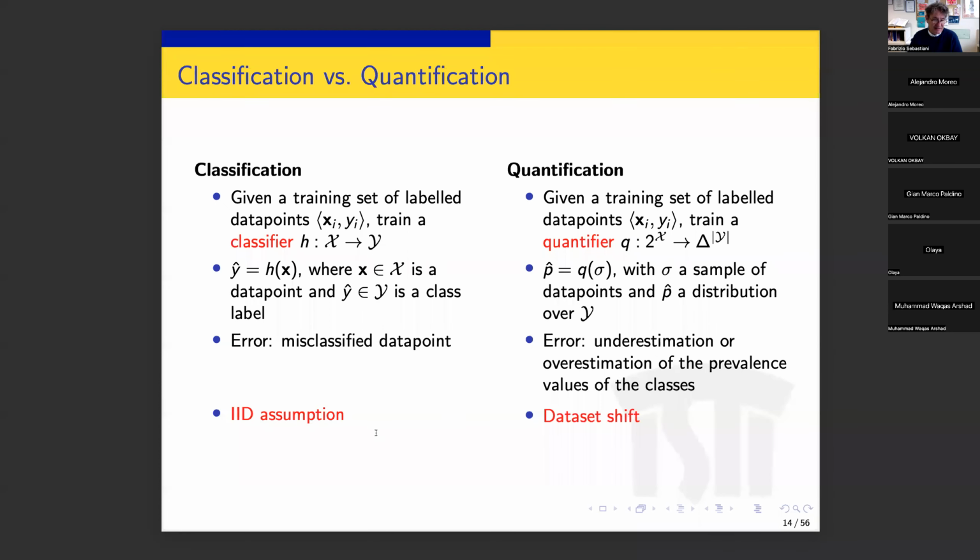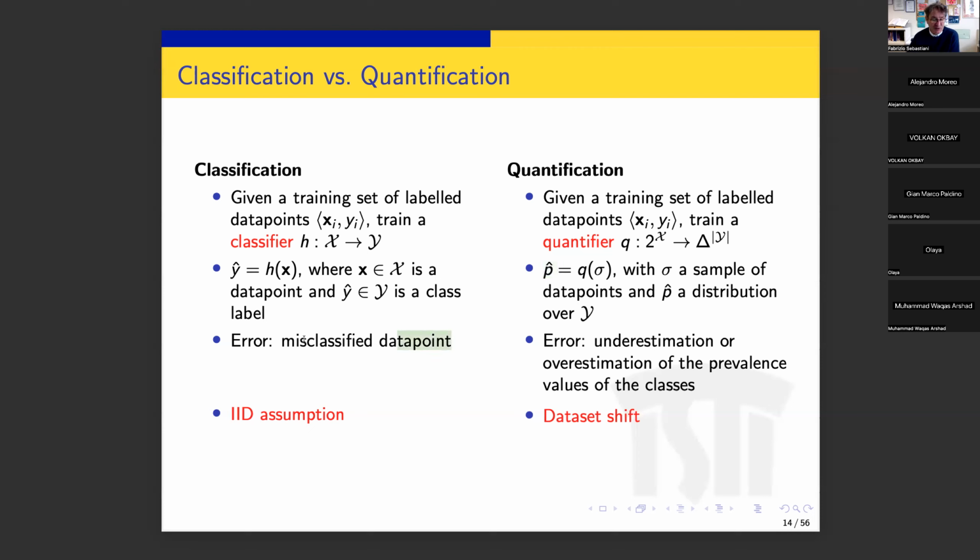Hat indicates estimation. Hat Y, which is h(x), is a class label for a data point. Instead, in quantification, you have Q(σ), where we indicate with σ a sample of data points. So the application of a quantifier to the sample returns a distribution over Y, a predicted distribution. We indicate with P a distribution, and with hat P the prediction, the estimation of the distribution.